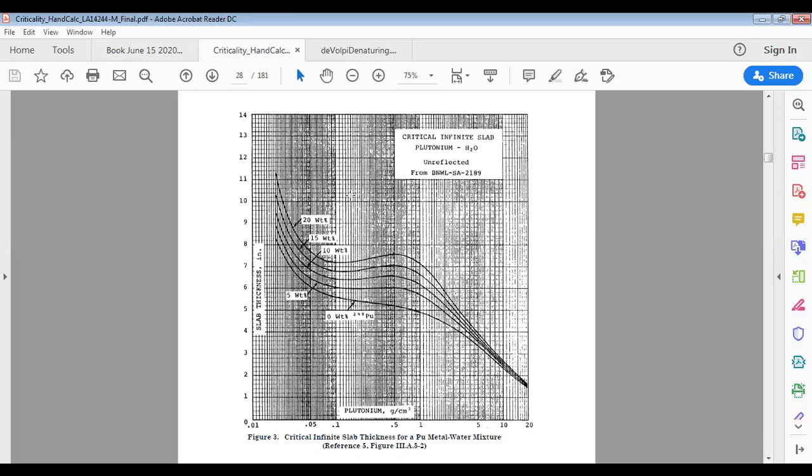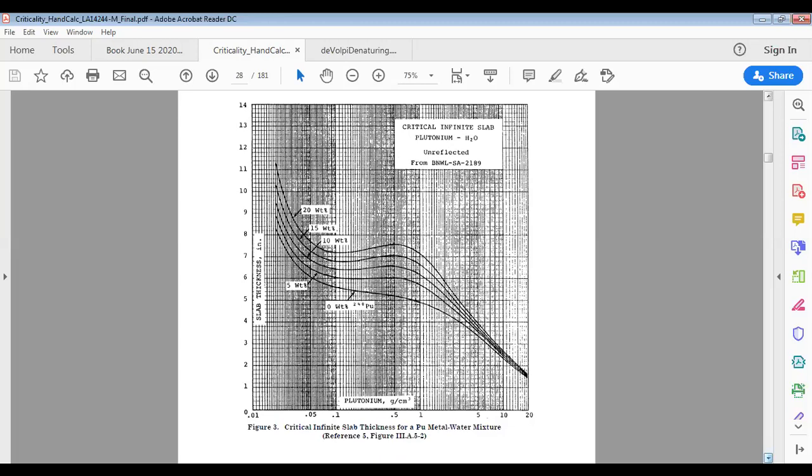Okay, so you can put in the example that is given in this report. You can put in the various concentrations, and you can write a little MATLAB program, and you can reproduce this. So I'd say you should do this, and this is for an unreflected core, infinite slab.